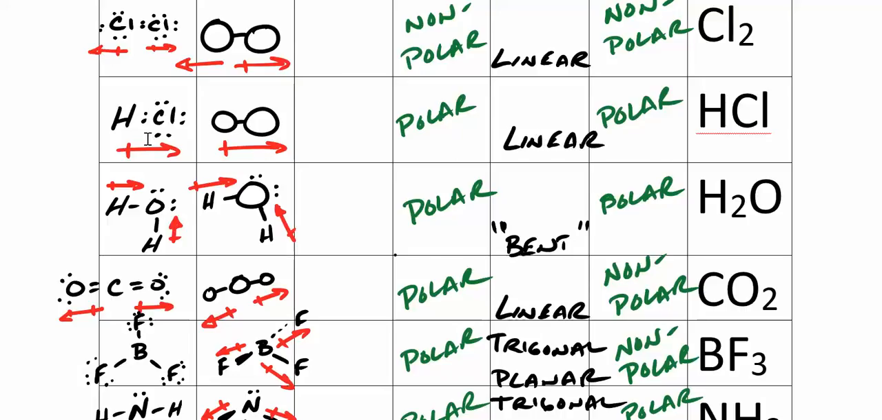Unlike the previous two structures, this time chlorine is more electronegative than hydrogen. There's no opposing electronegativity. This is not balanced, so the bond polarity would be polar. And because there's only one bond, the molecular polarity would be polar as well. In other words, there's two different sides to this molecule.